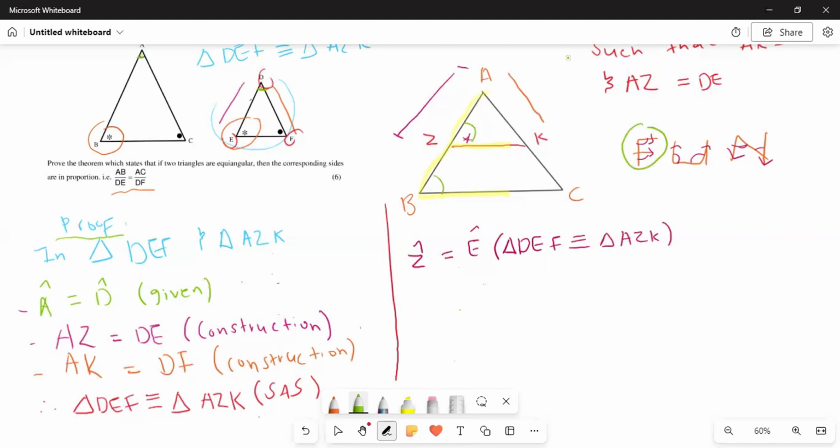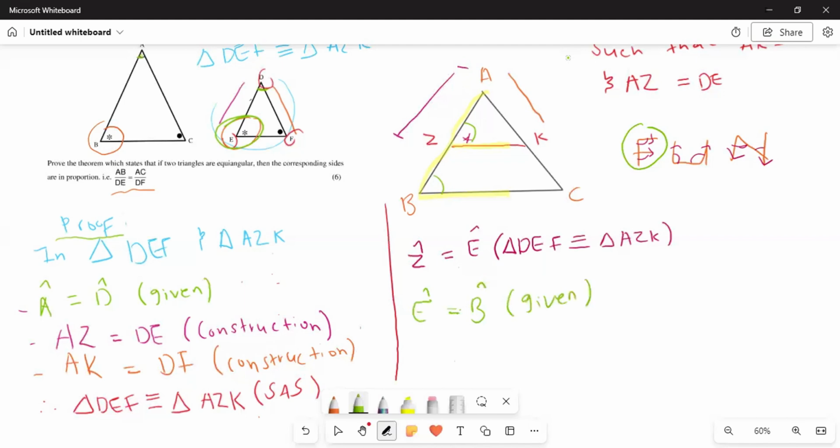So first, we're going to start by mentioning that our angle Z is equal to the angle E, which is in the other triangle. And the reason was that these two triangles, we said they are exactly the same. Triangle DEF is congruent to triangle AZK. This is the first thing. Now, remember, we said before that angle E is equal to angle B, right? And this was given.